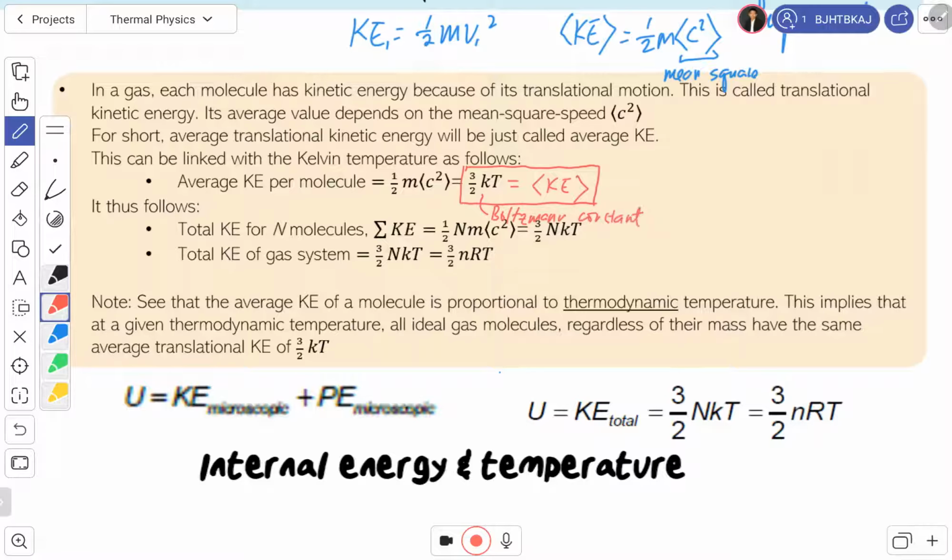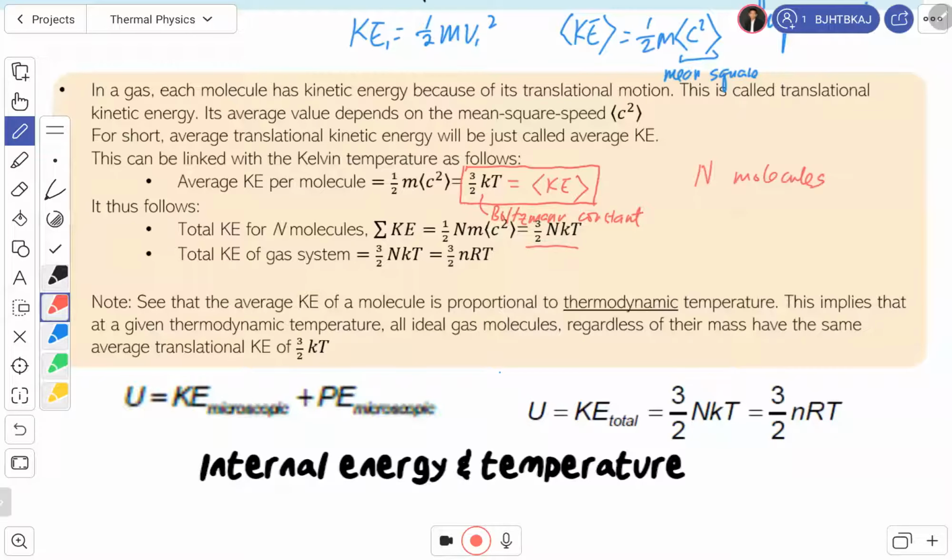Or, very coincidentally, the Boltzmann constant also appears here. So this is the KE of one molecule, the average KE. In your gas system, you will have N molecules, so you need to multiply by N if you want to find the total KE, and there you have it. So the total KE is equal to 3/2 NkT.